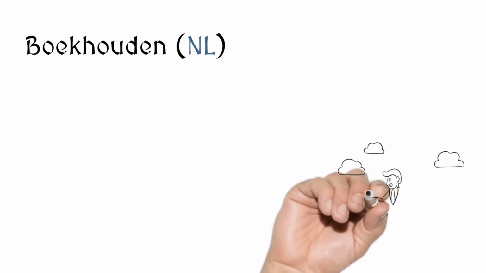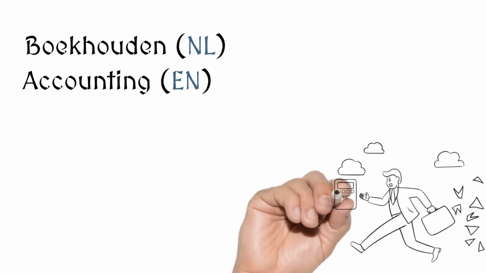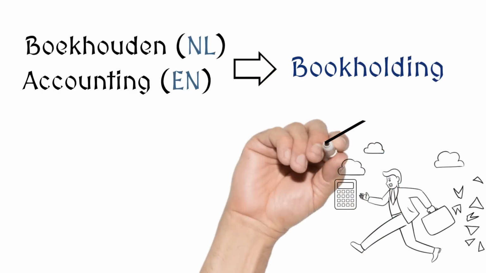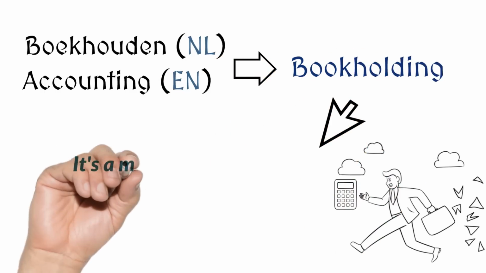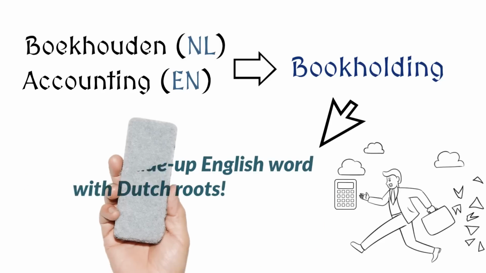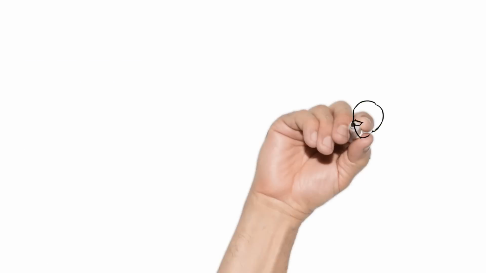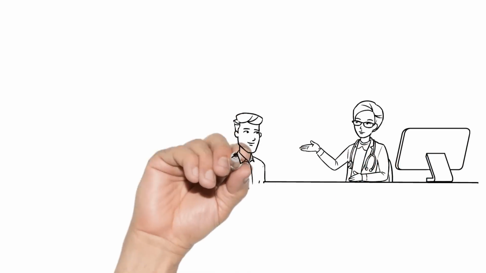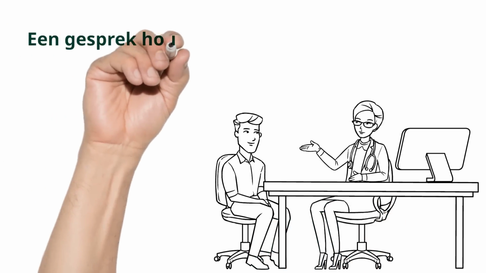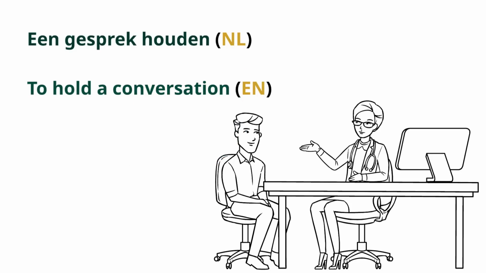The first word is boekhouden. In Dutch it means accounting. We can literally translate it as bookholding, a made-up word, which corresponds to the Dutch word. Houden in Dutch is cognate with the verb to hold in English. But in Dutch it often has more the connotation of to keep something. For example, to hold a conversation in Dutch is een gesprek houden. Actually, another word for accounting in English is bookkeeping.